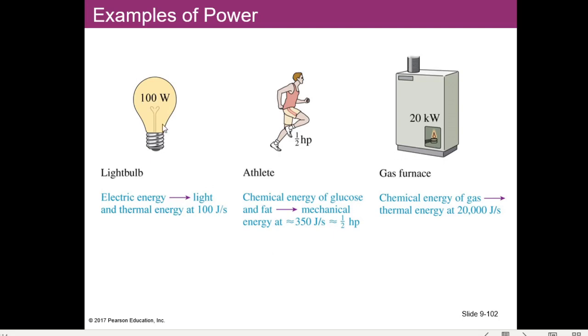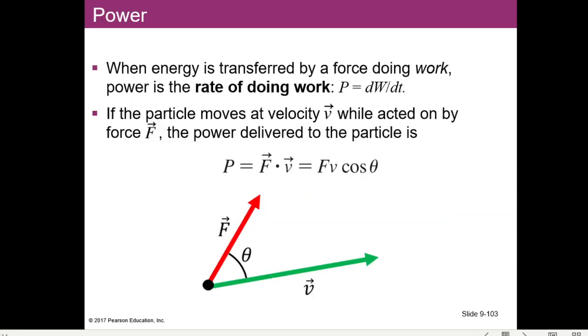Here's a light bulb. It's rated at 100 watts. That means that the amount of power that it puts out in terms of both light and thermal energy is 100 joules per second. Here's an athlete. He's rated at a half a horsepower. Goodness knows why. Here's a gas furnace rated at 20,000 watts. Okay, fine. All right.